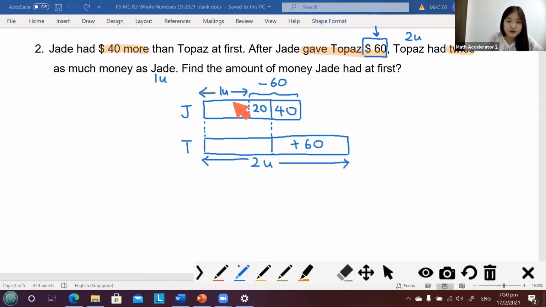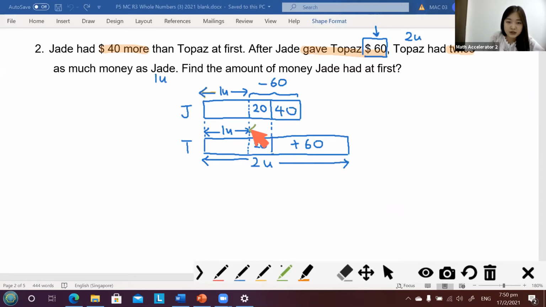Okay, so from here, let's bring down whatever we have at the top here. This 1 unit, we can bring it down, to make things clearer for ourselves. This is 1 unit. And this is also 20. Step by step, draw your model.